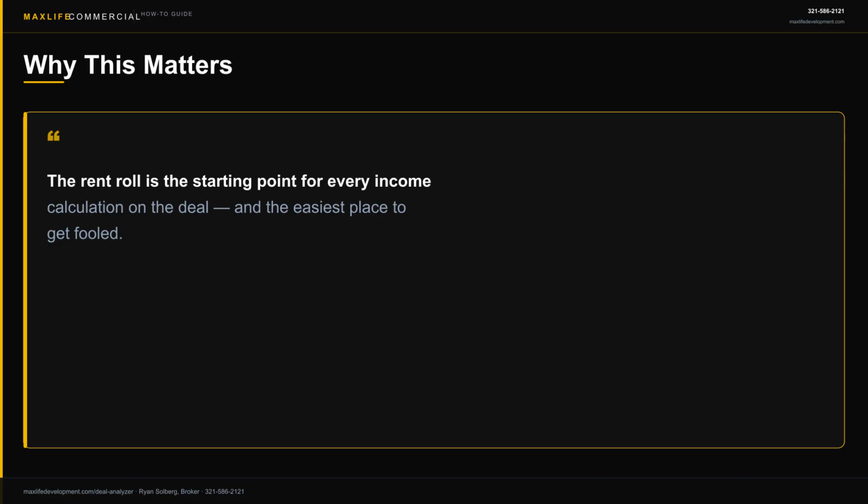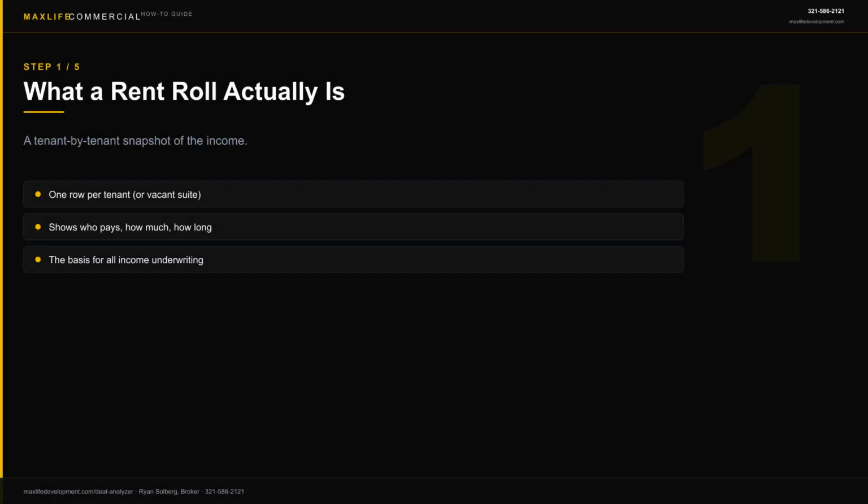Let's break it down. Start with the basics. A rent roll is a schedule. 1 row for every tenant in the building, plus a row for every empty suite. Each row tells you the tenant, the space they occupy, the rent they pay, and the dates their lease runs. Add up the rent column and you have your in-place income, the starting point for every calculation on the deal. Think of it as the income x-ray of the property. In 30 rows or less, it tells you what you are actually buying.